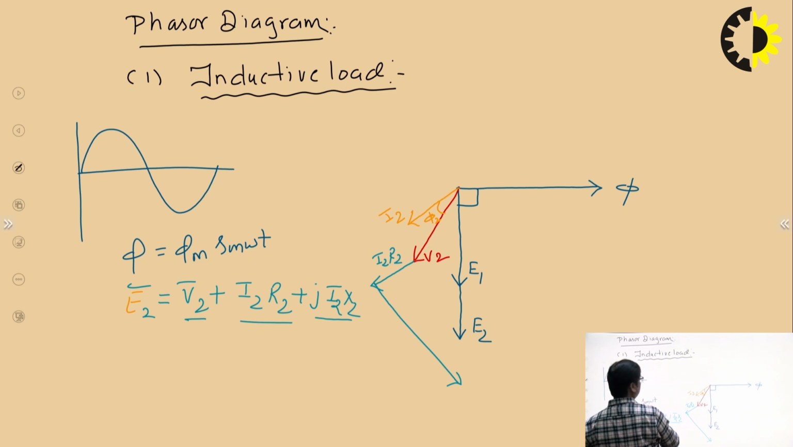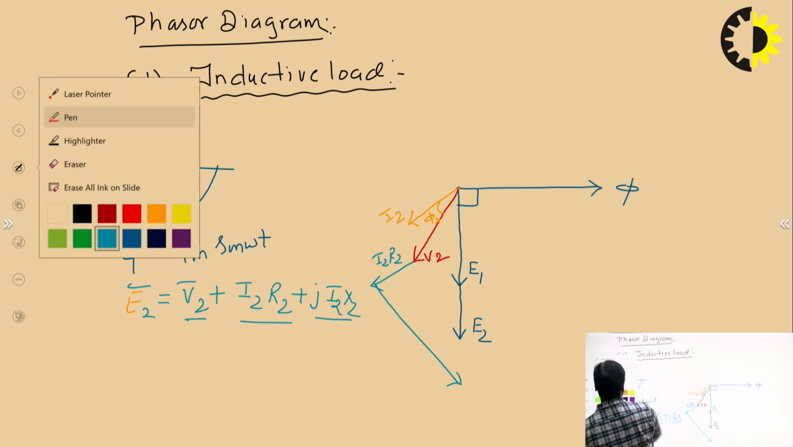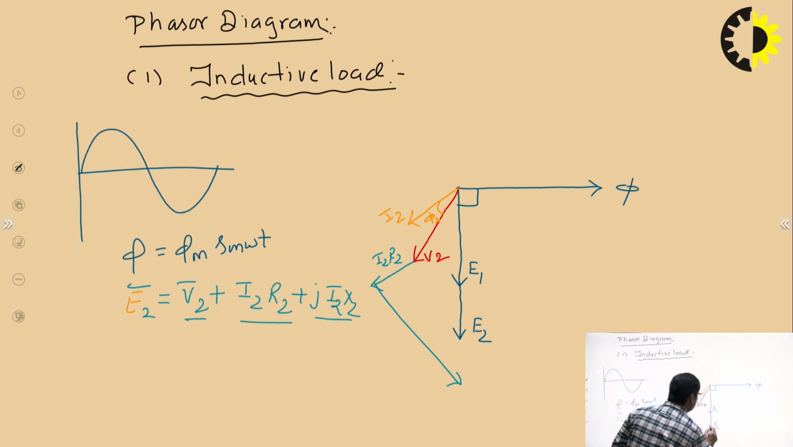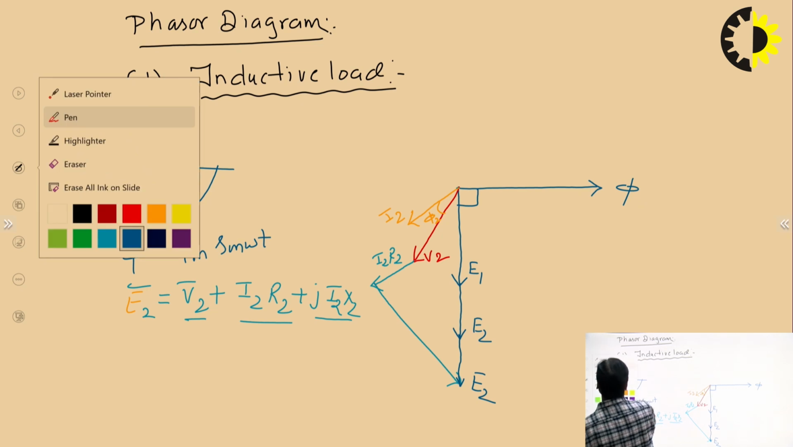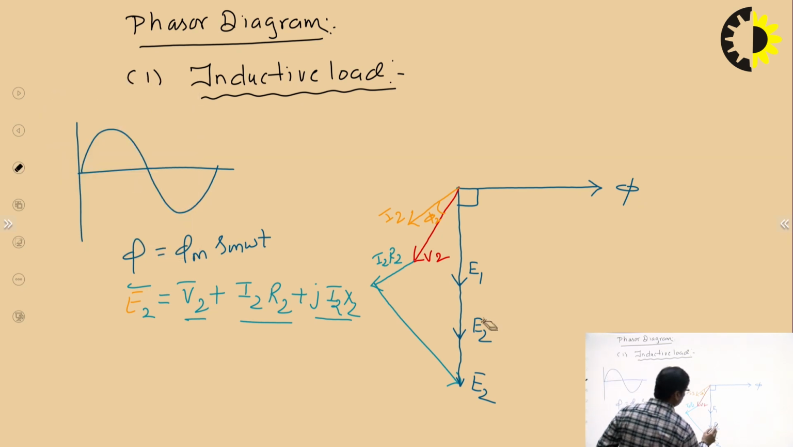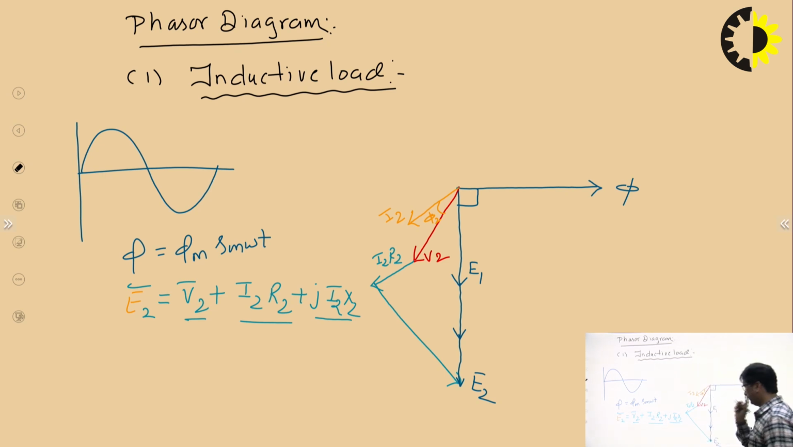And if you extend this, this will be the E2. This is the E2 you can see over here. So this phasor, that is the E2 phasor, will be equal to V2 plus I2 drop.